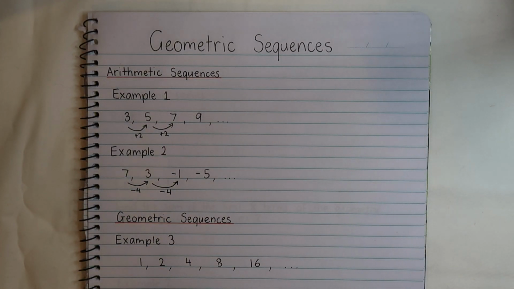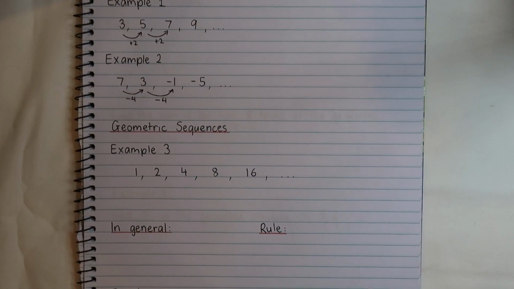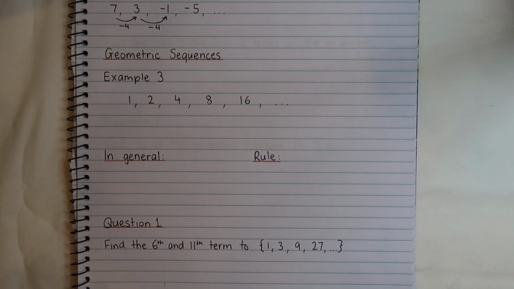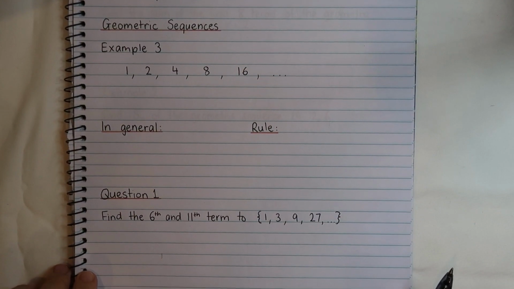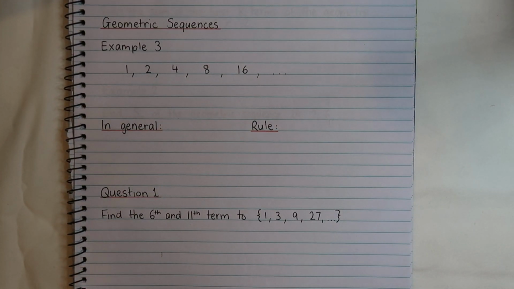The number added or subtracted at each stage of an arithmetic sequence is called a common difference, which is represented by d. Because if you subtract successive terms, you'll always get this common value. So let's move on to geometric sequences. A geometric sequence goes from one term to the next by always multiplying or dividing by the same value.